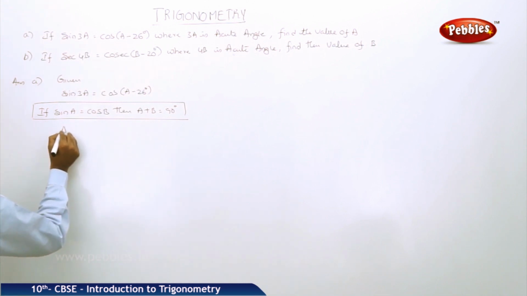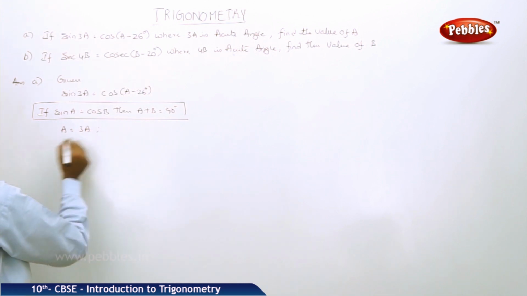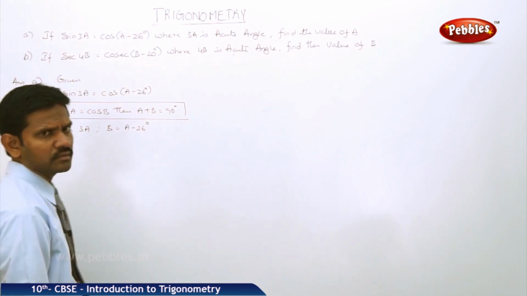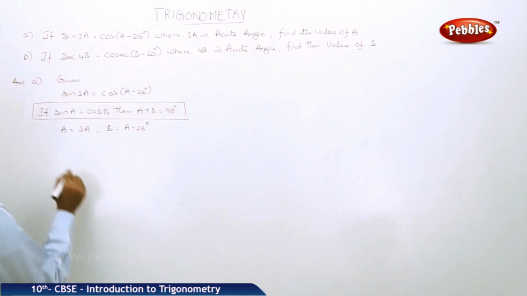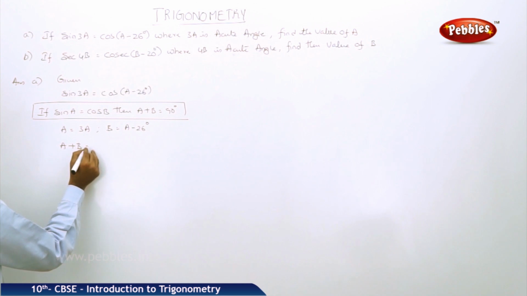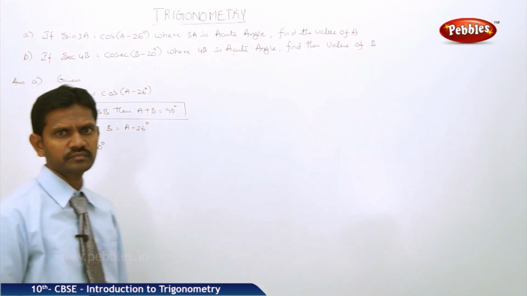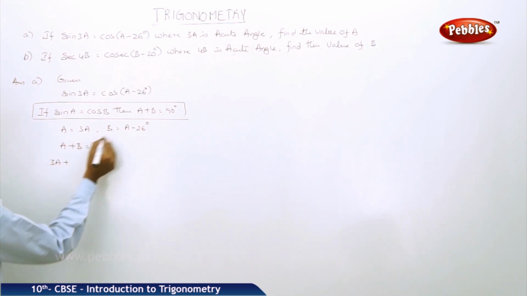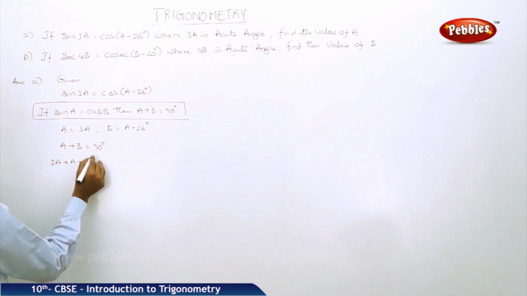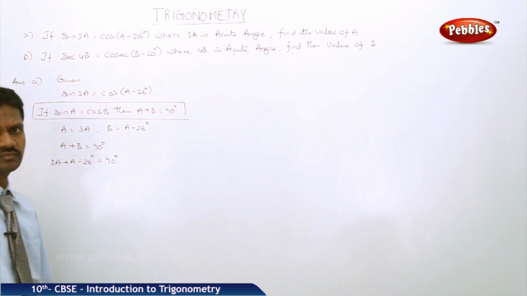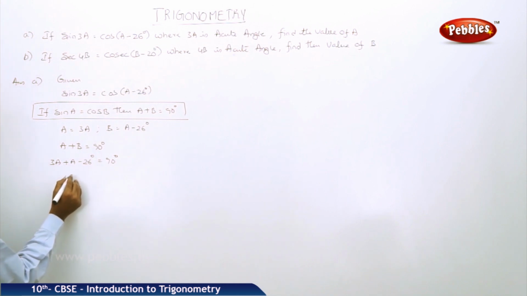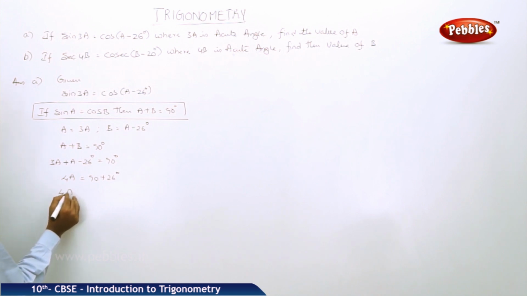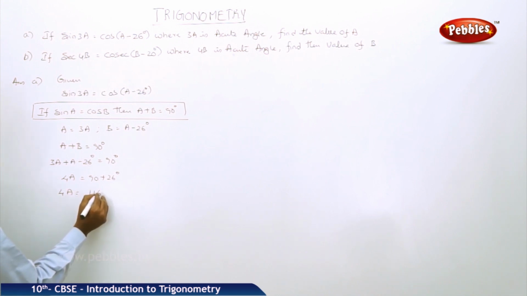That is, in place of A, 3A is there. In place of B, A minus 26 degrees is there. Now, that is according to the condition A plus B equal to 90 degrees. Then 3A plus B, that is A minus 26 degrees, is equal to 90 degrees. That is, 4A is equal to 90 plus 26 degrees. 4A is equal to 116.